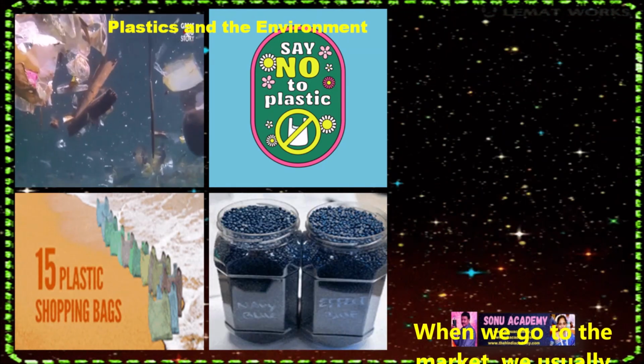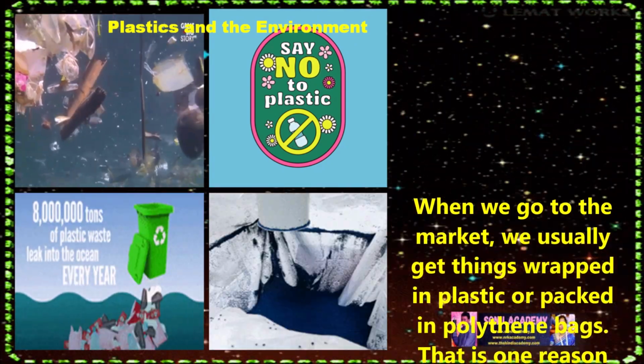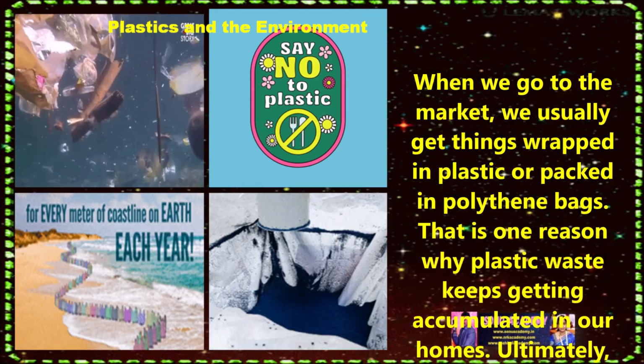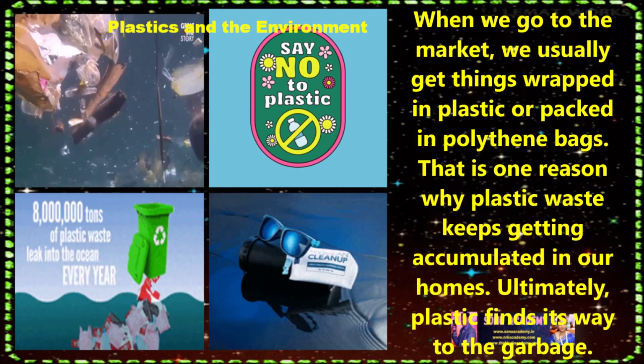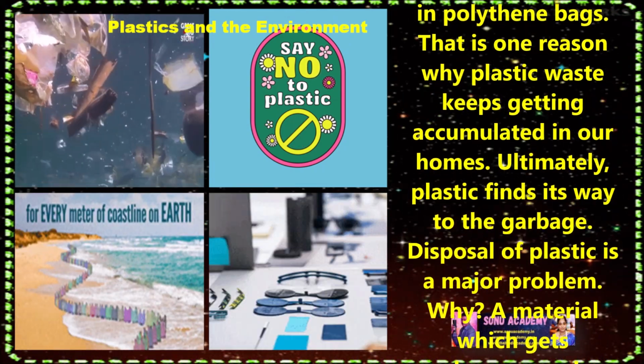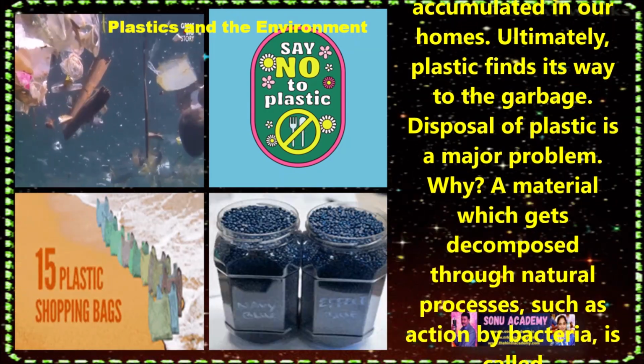Children, let us see plastics and the environment. When we go to the market, we usually get things wrapped in plastic or packed in polythene bags. That is one of the reasons why plastic waste keeps accumulating in our homes. Ultimately, plastic finds its way to the garbage. Disposal of plastic is a major problem.